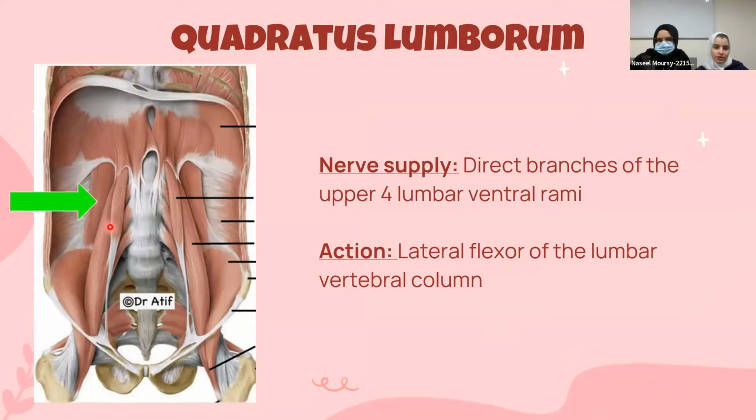Okay, so quadratus lumborum, again, its nerve supply, it gets its supply from direct branches of the upper four lumbar ventral rami. Sounds a bit weird, but you have the lumbar nerves, right? So the upper four, you have ventral and dorsal rami, right? So oh sorry, I'm used to the chat. Okay, yeah. So you get the first four lumbar nerves. You get these branches from the ventral rami of them. Okay. What about the action? So it's a lateral flexor of the lumbar vertebral column. All right.